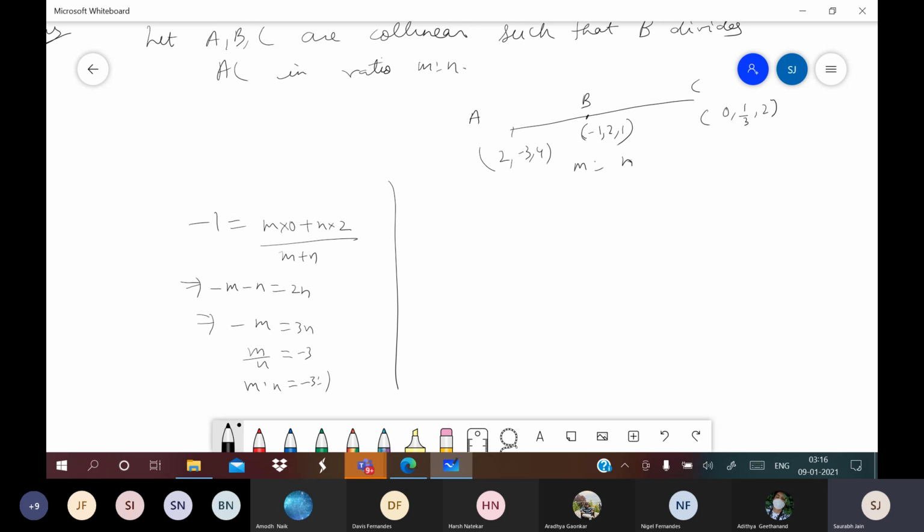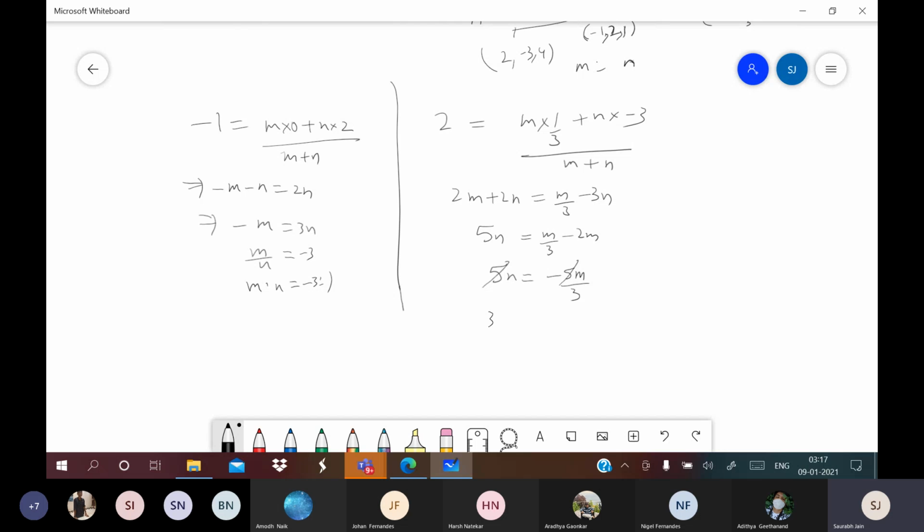Now use section formula for y coordinate. 2 is equal to m into 1 by 3 plus n into minus 3 upon m plus n. Again, 2m plus 2n is m by 3 minus 3n. So this is 5n is equal to m by 3 minus 2m. 5n is equal to minus 5m by 3 after taking LCM. This gets cancelled and 3n equals minus m, or m by n is minus 3. What do you observe? Same value, right?